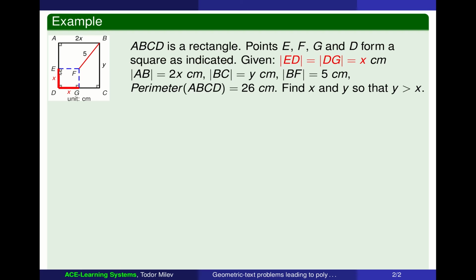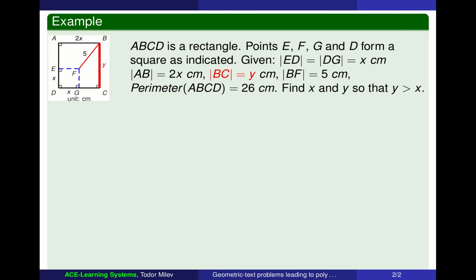We're given that ED, so this distance here, is equal to this distance, DG, which is equal to x. We're also given that AB, this distance here, is 2x. x is an unknown at the moment. And we're given that this distance here is y.